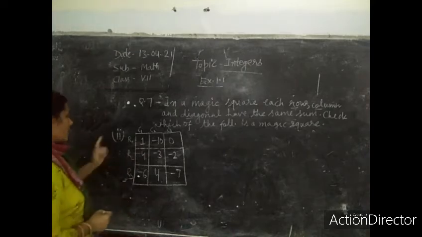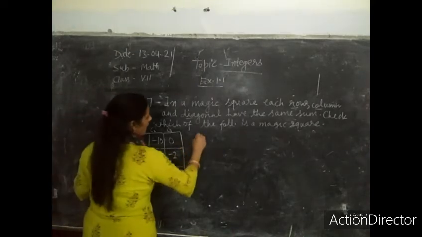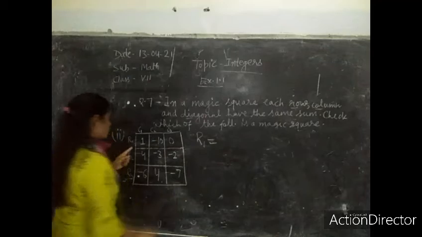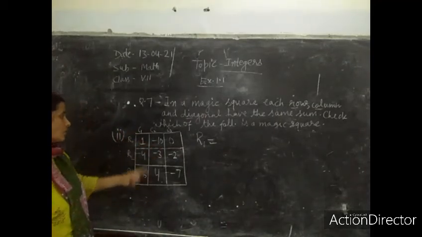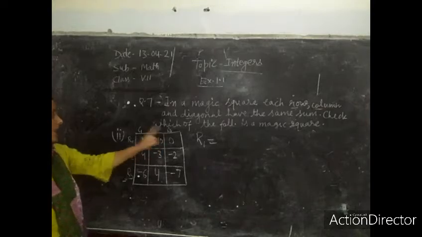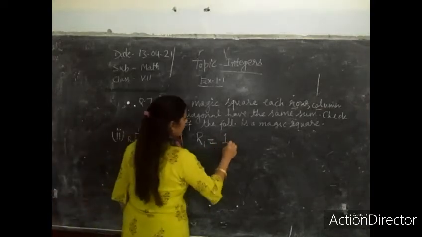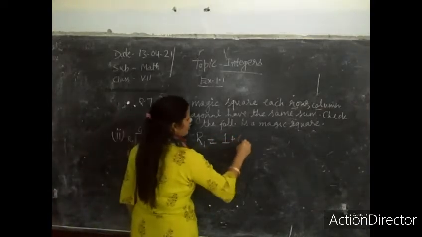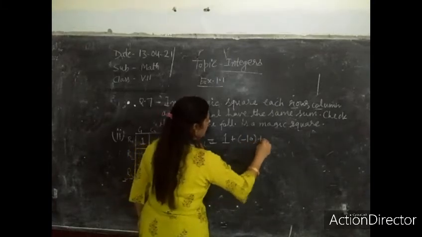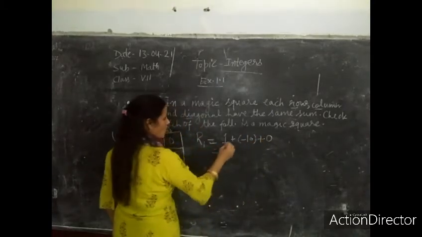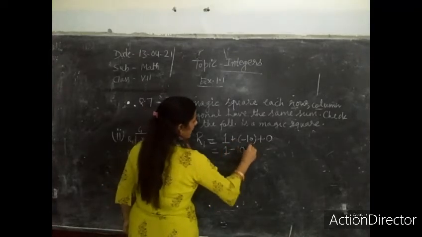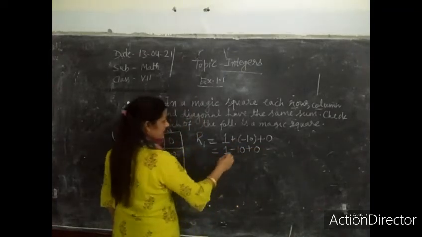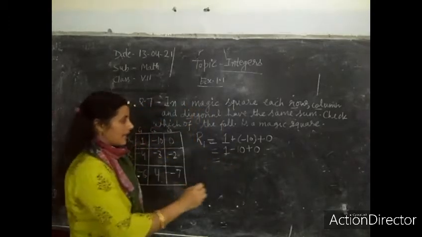Okay, beta? So first we will go through R1. Again R1 equals to. Now write down the integers which are given in the R1 box: 1, minus 10 and 0. I am going to write 1 plus minus 10 and plus 0. Now open the brackets. Plus minus will become minus, and plus 0. Then you can see 1 minus 10.